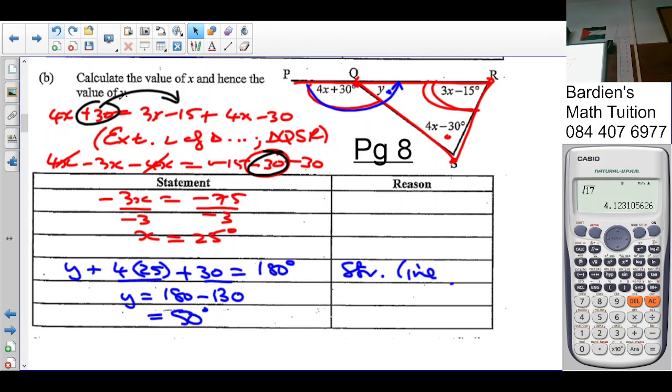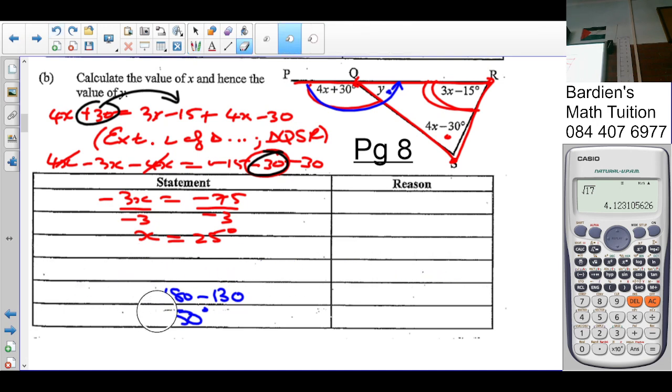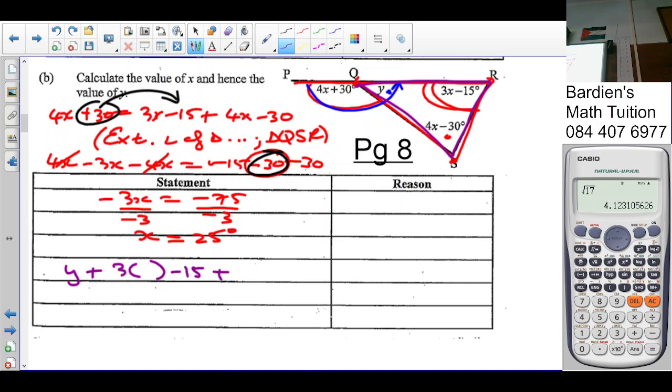Is there any confusion with regards to calculating y? Yes? Sum of triangles? No problem. I can do that as well. If you're going to go with sum of triangles, I would first need space. So we're going to say that with sum of triangles, y plus 3x minus 15 plus 4x minus 30 is equal to 180.